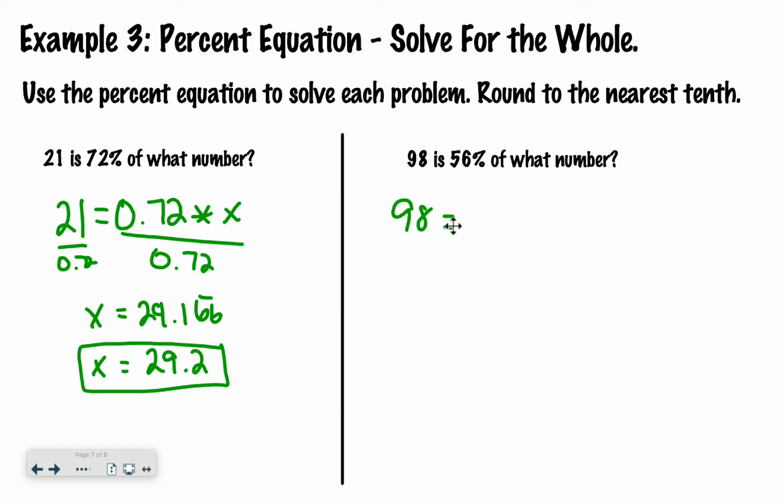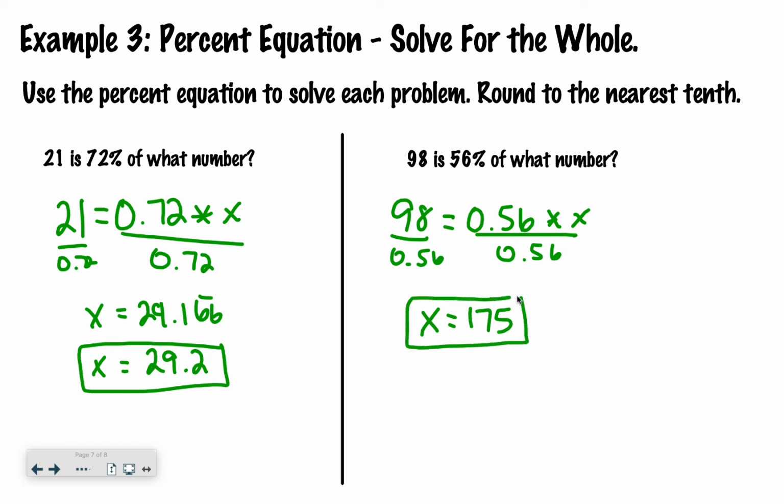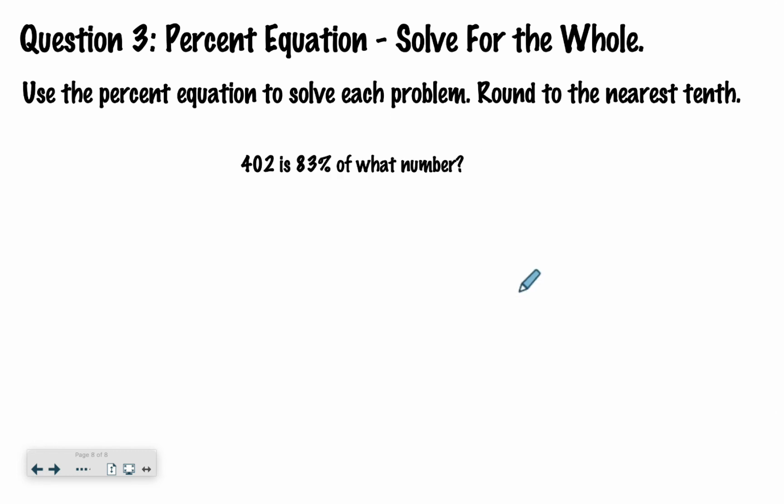Let's try another one. 98 is, so I'm going to do 98 equals 0.56 times x. I'm going to divide both sides by 0.56. So 98 divided by 0.56 is 175. So that would be my final answer. Okay, so if you have questions about that, please be sure to ask. This is the last thing for today's video. I want you to try this problem on your own. Make sure you set it up and make sure you solve it. Good luck.